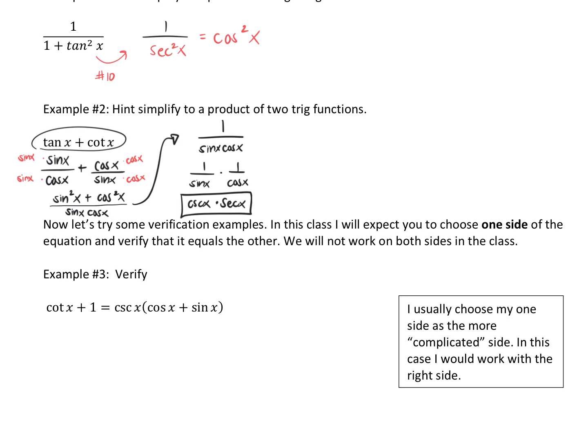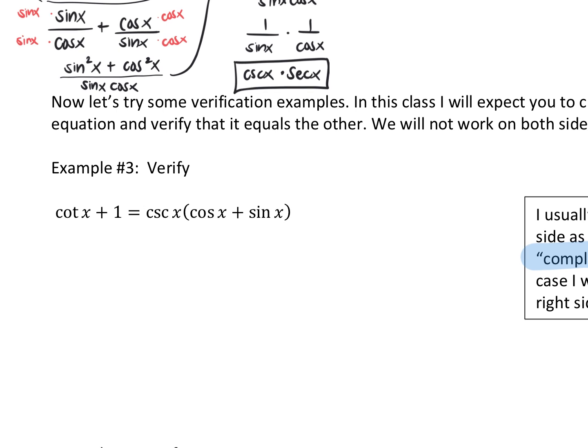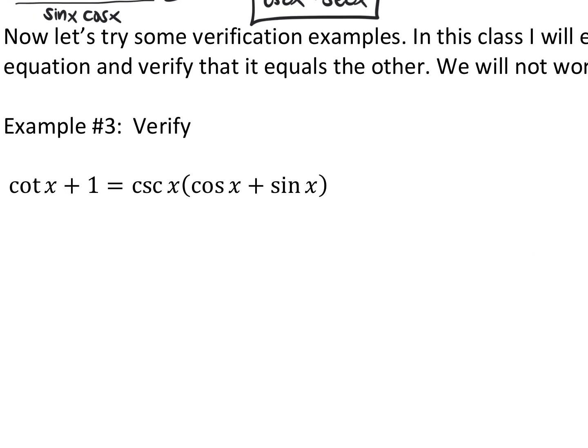So again, usually you're going to choose the more complicated looking side. So for this first example, number 3, we're going to choose the right-hand side, and we're going to make that look like the left-hand side. Okay? So what does your gut tell you we should do first on the right-hand side? Distribute. Let's do it. So this is cosecant of x times cosine of x plus cosecant of x times sine of x.